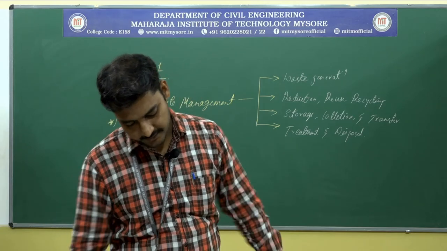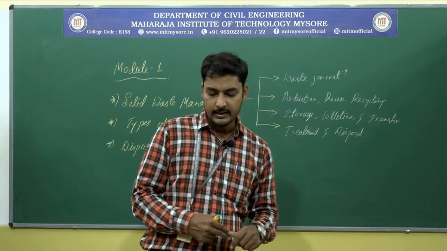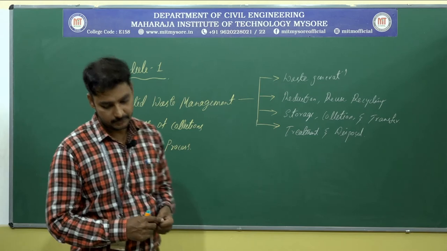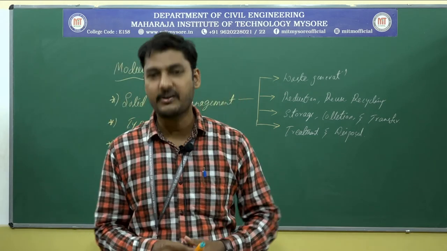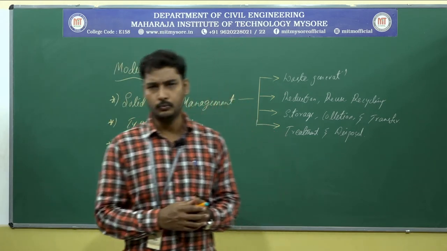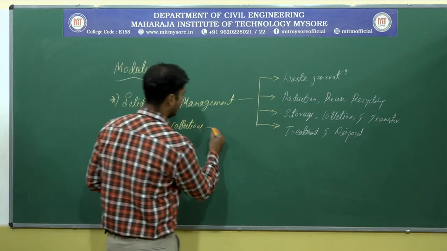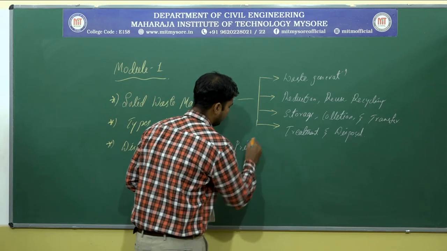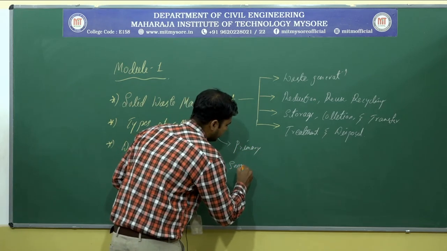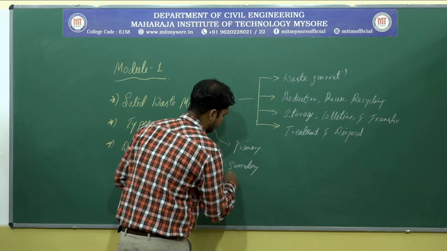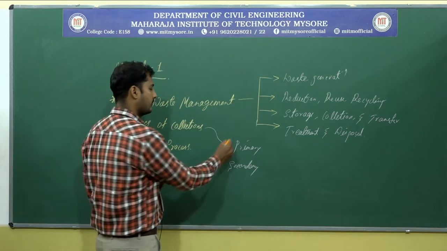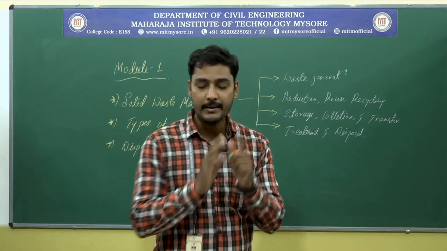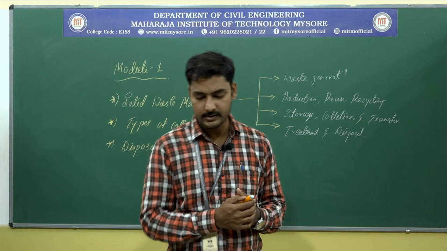So, in continuation with that, the next bit is the collection process, types of collections. As we already know, types of collections are broadly classified into two: one is the primary collection, and the second one is the secondary collection system. The name itself says primary and secondary. So, in the primary collection process, right.